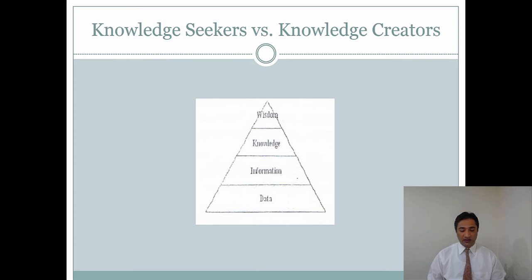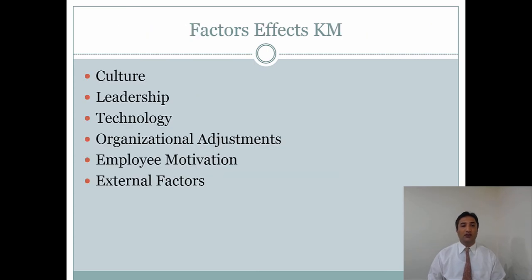Now there are multiple factors which can affect knowledge management. The factors are culture, leadership and technology, organizational adjustments, employee motivation, and external factors. Now let's discuss them one by one. If the culture is supportive of innovation, creativity and knowledge sharing, then it will be helpful for the employees to share knowledge. But on the other hand, if the culture is punitive, it discourages knowledge sharing, it is closed, then people will not share knowledge. Knowledge management will not be happening over there.